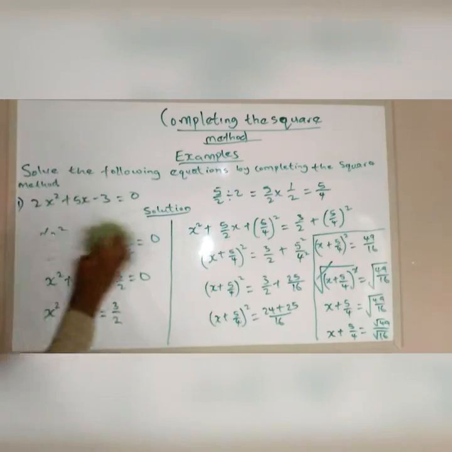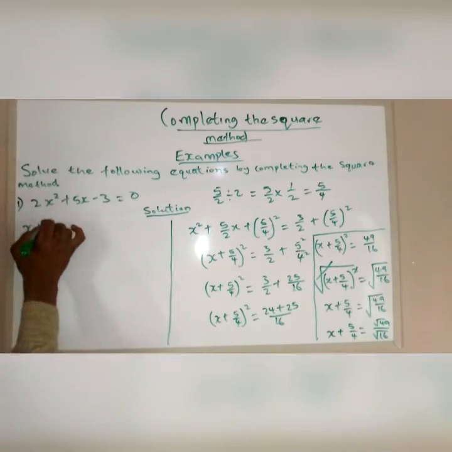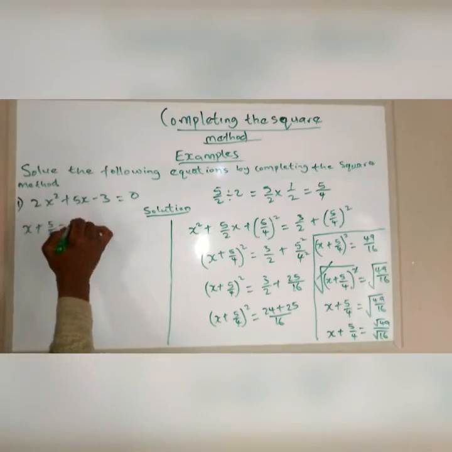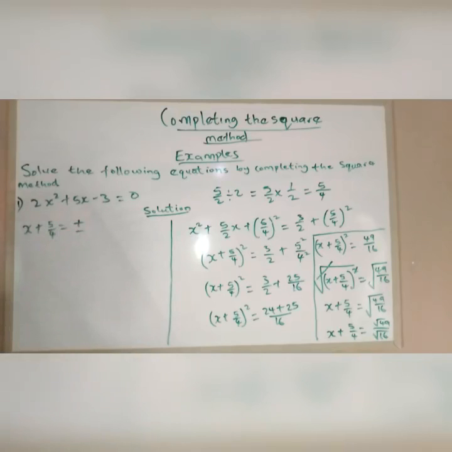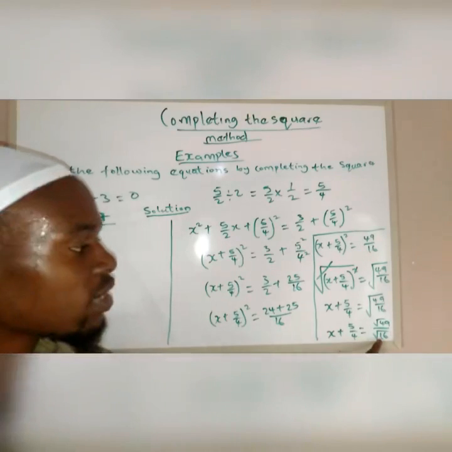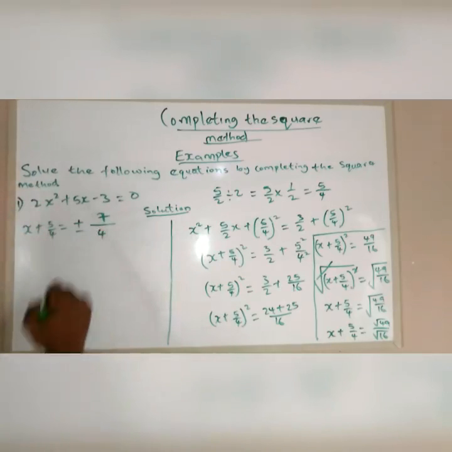So from there, we will have x plus 5 over 4 to be equal to, now the root of 49, that will be plus or minus 7. That's the root of 49. Don't forget, it is always plus or minus. When you take root, it is always plus or minus. So you have plus or minus 7 over the root of 16 here, which is either plus or minus 4. So you have plus or minus 4.